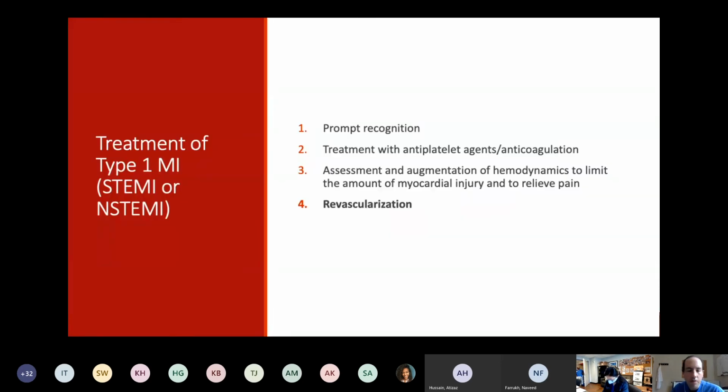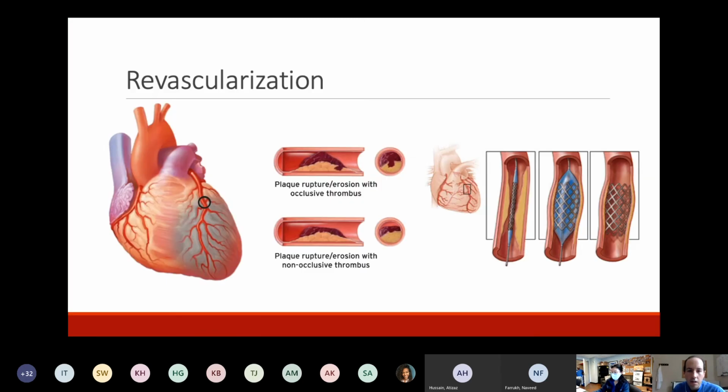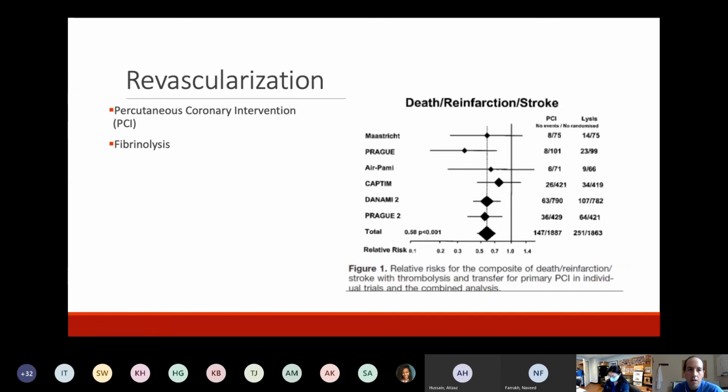And then finally, I want to spend just a couple minutes on revascularization. Again, the whole pathophysiology of a type 1 MI is this plaque rupture with a thrombus. So the best way to treat that is with putting a stent in. You balloon open the lesion, put a stent in so it doesn't restenose, and then you've hopefully fixed their problem.